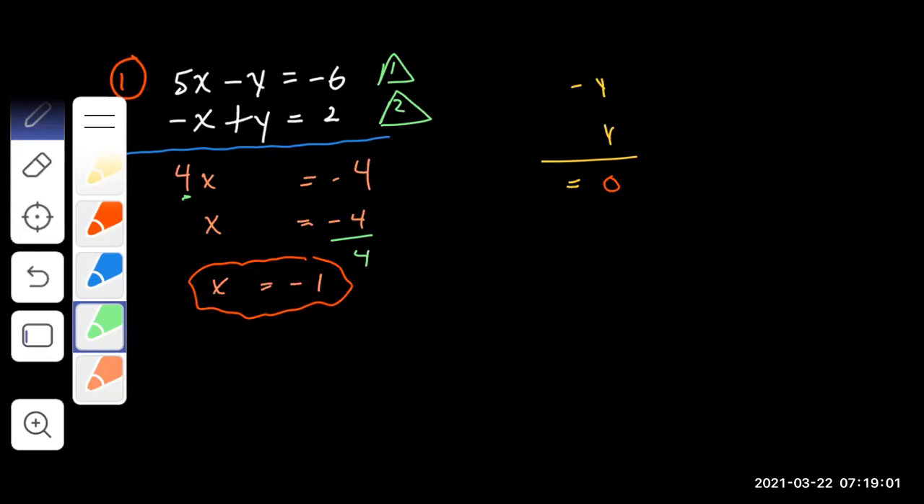The second one. It could be the second one. Good point. I did the first one. I think both of them are going to be quite similar.